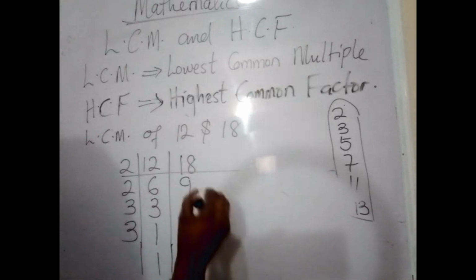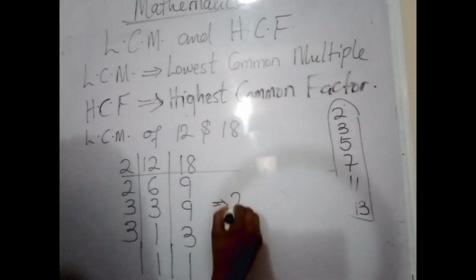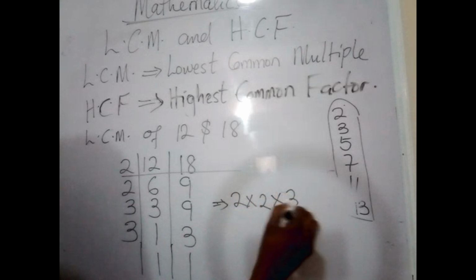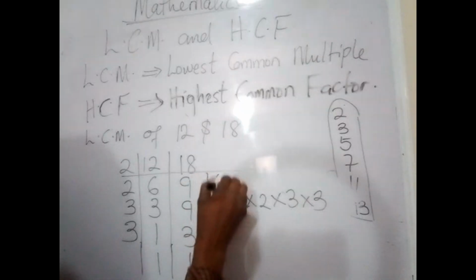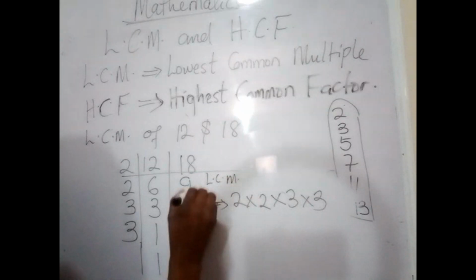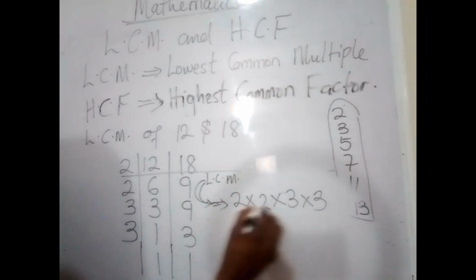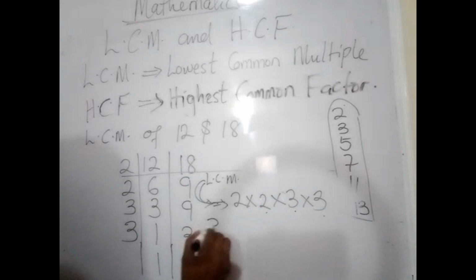Now what do we do next? You have to copy out these prime numbers, you multiply them. So you have 2 times 2 times 3 times 3. So your LCM is equal to 2 times 2 is 4. 4 times 3 is 12. 12 times 3 is 36.